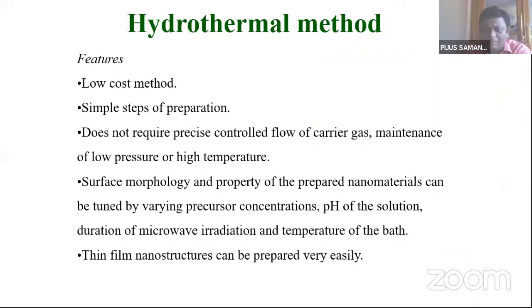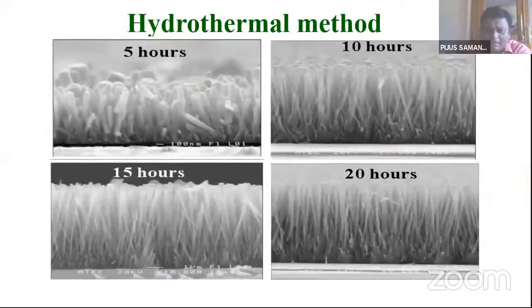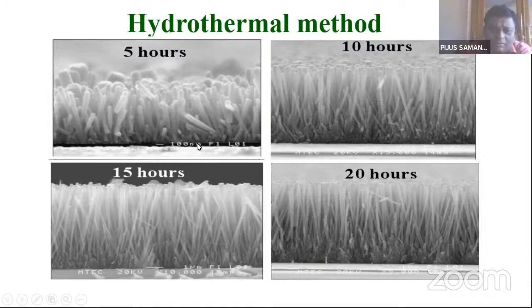Now we shall see some of the representative results reported in the literature. Here you see the scanning electron microscope image of zinc oxide nanorods. This is over silicon substrate. This is the nanorods grown for a duration of 5 hours. You see well-grown nanorods are found with average length about 3 to 400 nanometers.